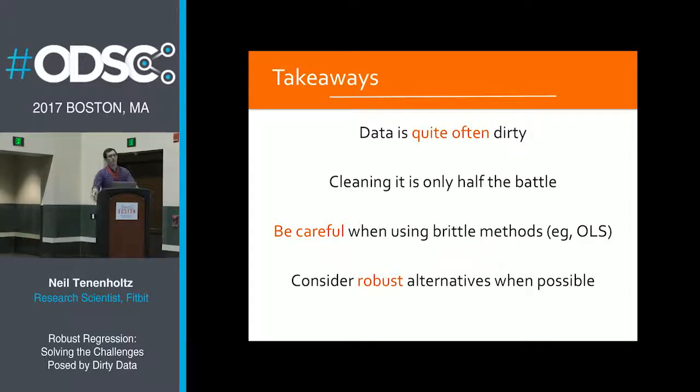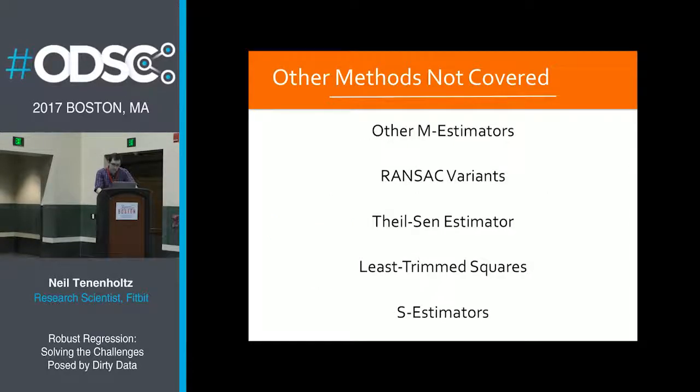It'll get you part of the way there, and you should definitely do it to the extent you can, but it's nearly impossible to fully clean your data. So you have to be careful when you're using these brittle methods, like ordinary least squares or anything like that. You should consider certain alternatives whenever possible. I covered some of them, but there are always others. In case you ever want some more reading, there are other loss functions. As I mentioned earlier, there are these RANSAC variants that try to pick the best candidate solution in different ways.